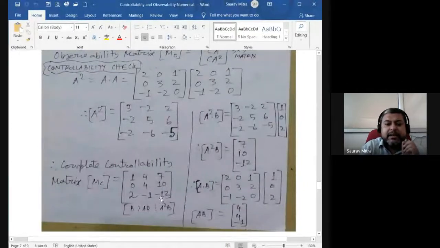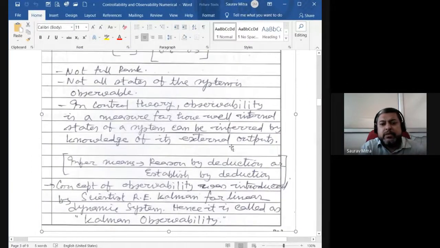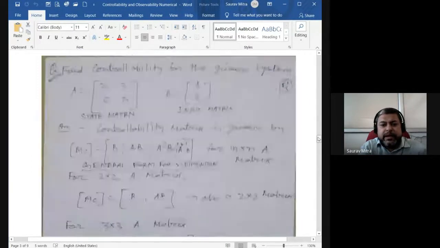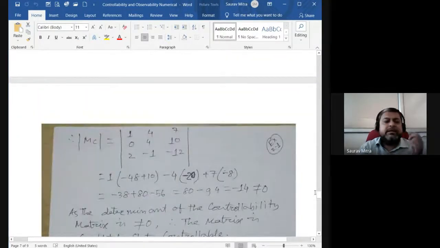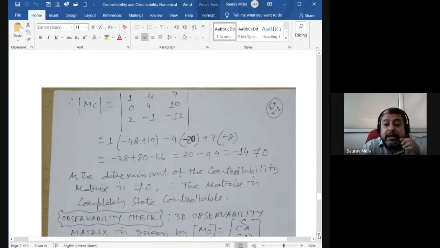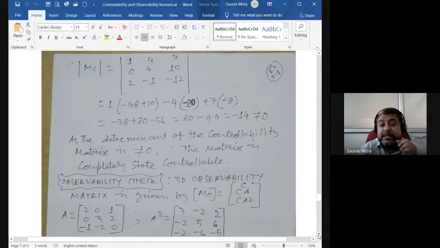And after finding the controllability matrix, then what you do is find the determinant of the controllability matrix. So the controllability matrix determinant is found like this, and this you can calculate by your calculator. So that facility you have. So after finding, you are finding that the determinant is minus 14, which is non-zero. So that means as the determinant of the controllability matrix is non-zero, the system is completely state controllable.